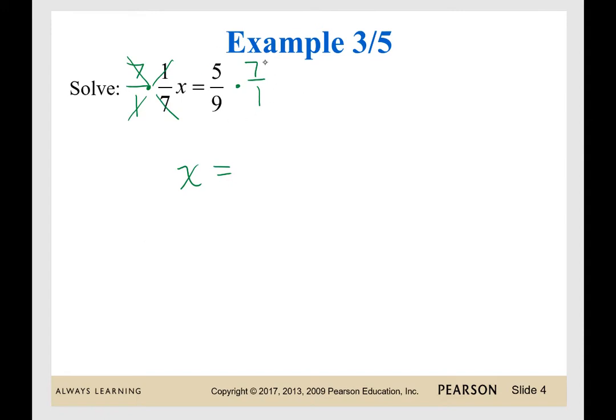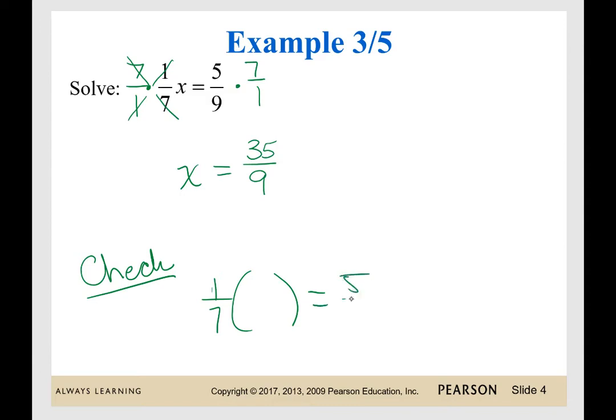On the right, multiplying these fractions, we notice 5 and 7 are both primes, and neither of those go into 9. So we're just going to multiply across: 35/9. All right, so you're going to have to remember all those skills that we learned with fractions. And as always, please make sure you check your answer at the end. All right, so 1/7 times x equals 5/9, and we think x is 35/9.